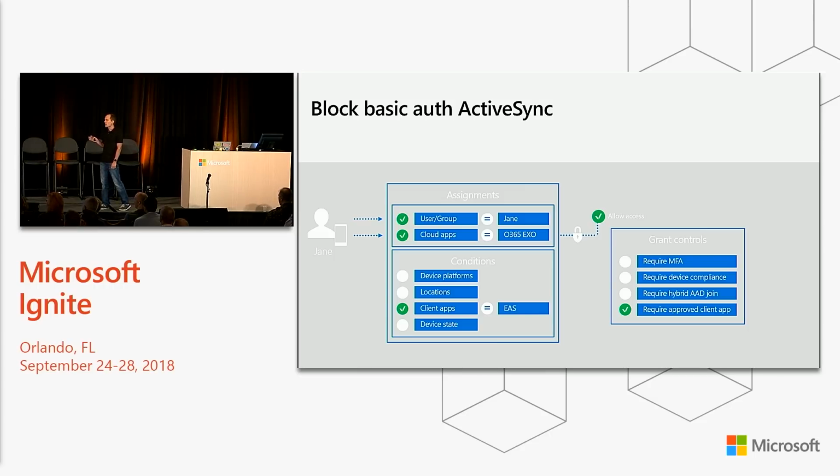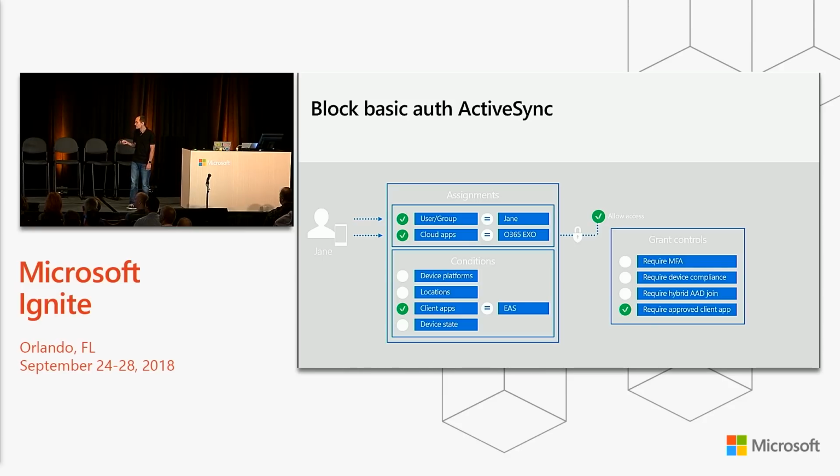We'll assign this policy against the Office 365 Exchange Online cloud app because it's the only cloud service that uses Exchange ActiveSync, and we'll set one condition. The client app condition will be set to Exchange ActiveSync. Now, this is where it may sound counterintuitive. We're not going to block access with this conditional access policy. Instead, we're going to define the action to be an allow, but we're going to set the granular control to be require approved client app.